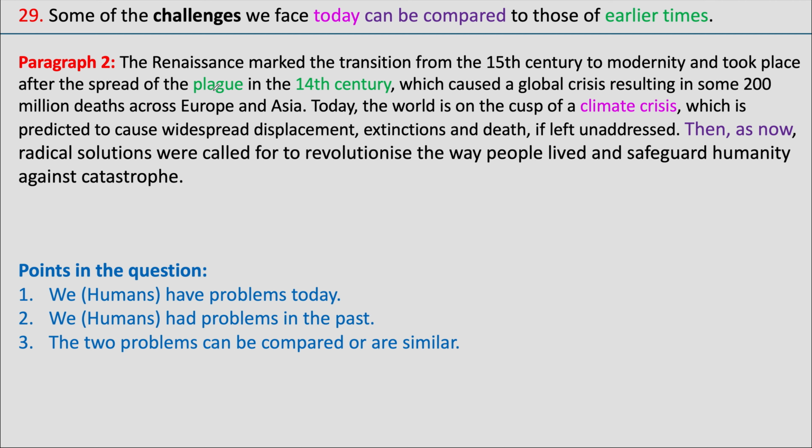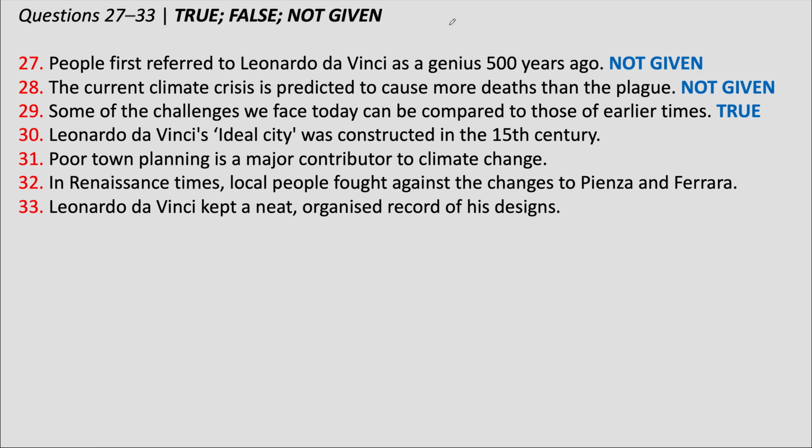It mentions two challenges. The challenge of the present is climate crisis, and the challenge of the past is the plague. The last sentence is important. It says that for both the plague and climate crisis, radical solutions or strong changes are required. So, this sentence is comparing the two challenges, which means the two challenges can be compared. The answer to question 29 is true.